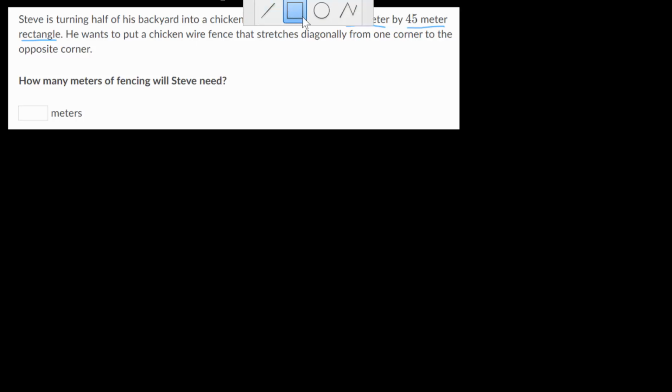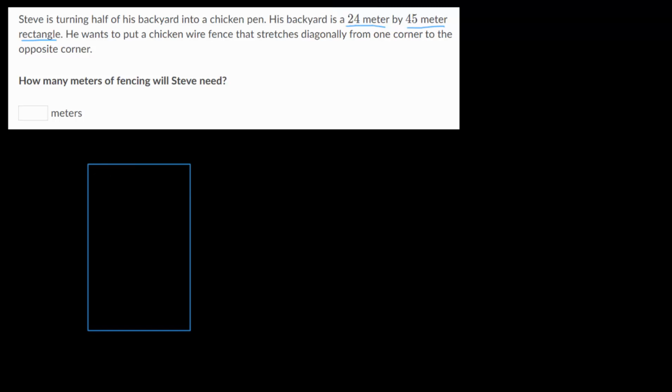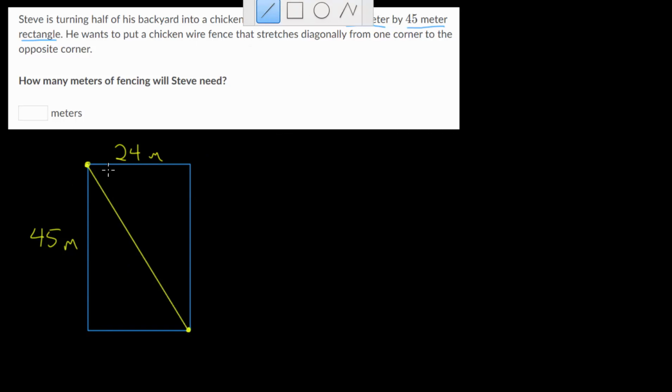So let's first start by drawing out this rectangle, since we're told that his backyard is a rectangle and we're told the dimensions of the rectangle. So it's a 24-meter by 45-meter rectangular backyard. And he wants to put a chicken wire fence that stretches diagonally from one corner to the opposite corner. So if we're looking at opposite corners, we could really do it on either side. It doesn't matter. We want to draw in this diagonal line to represent the fence that he's going to put in.